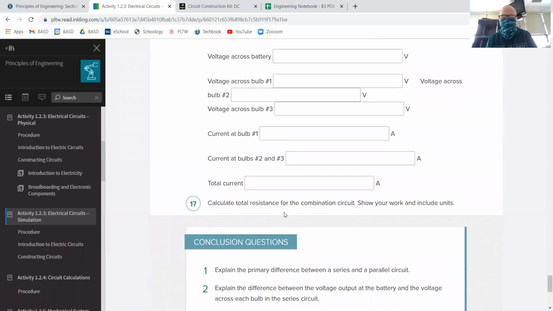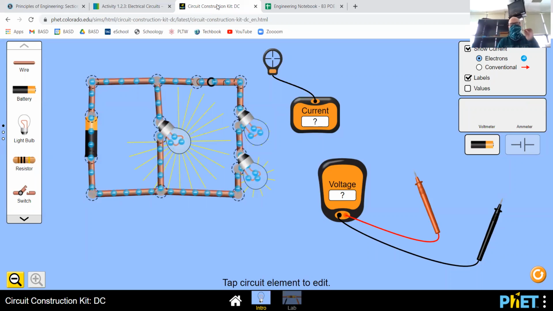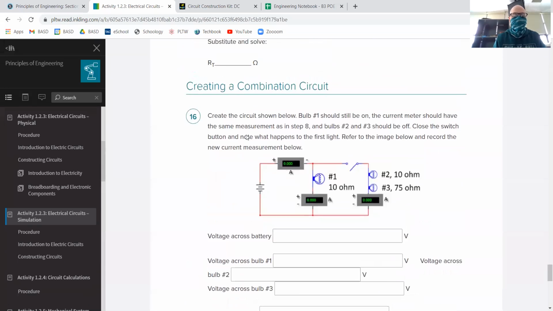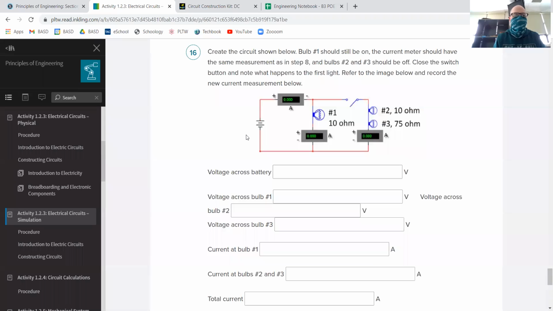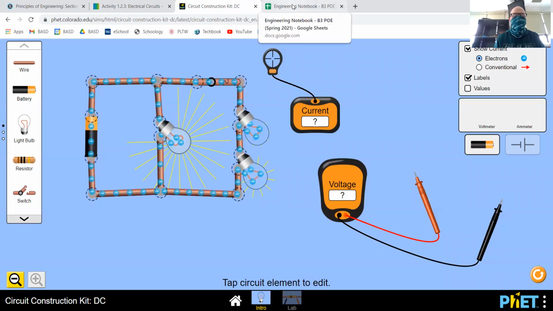It says calculate the total resistance for the combination circuit, show your work and include units. Perhaps I'll do another video of the actual handwritten work on paper. But for right now, I think that pretty much covers assignment activity 1.2.3 sim number 16, which is the hardest circuit in my opinion in the simulator, the FET simulator.